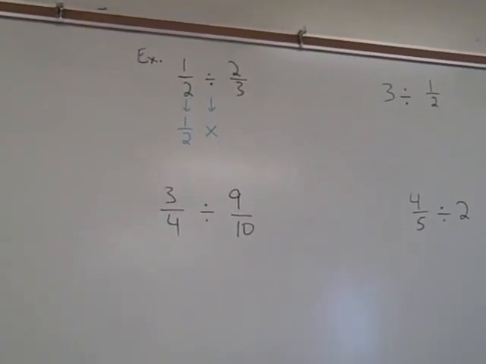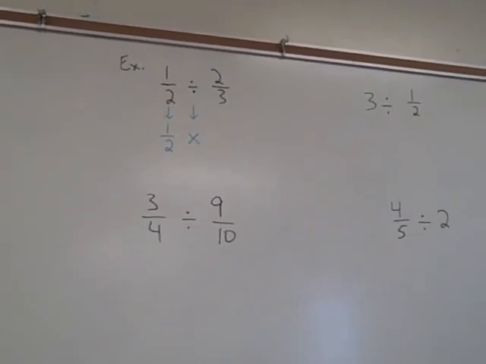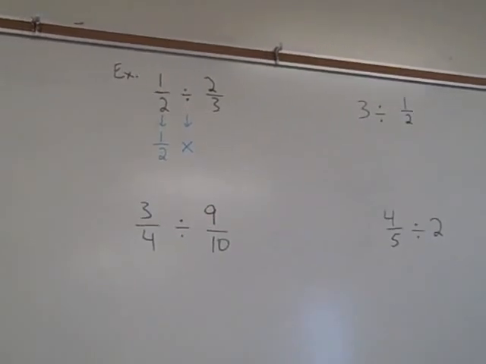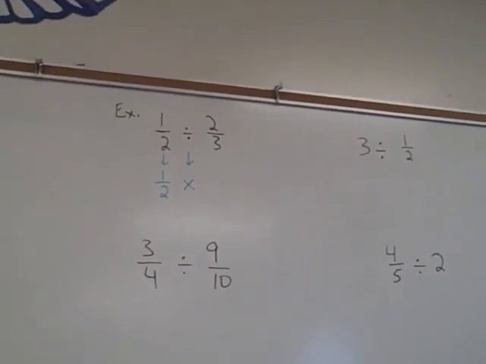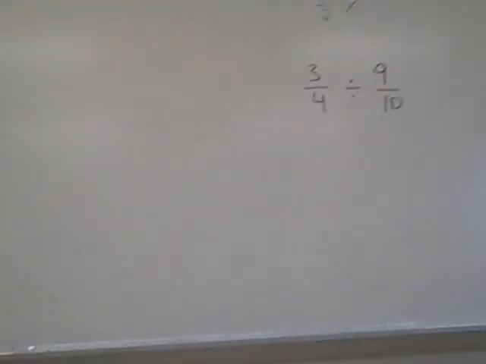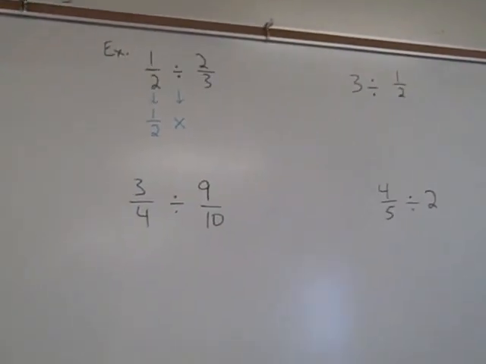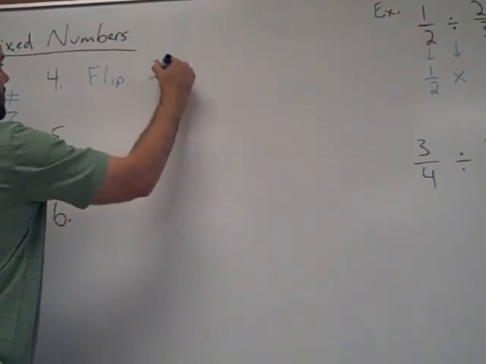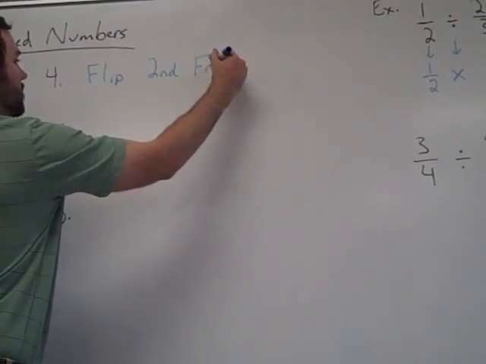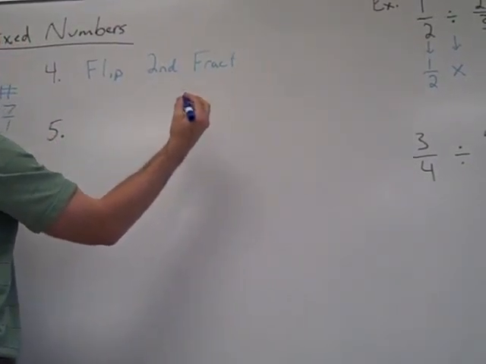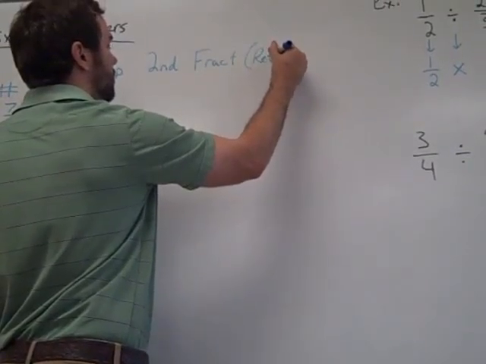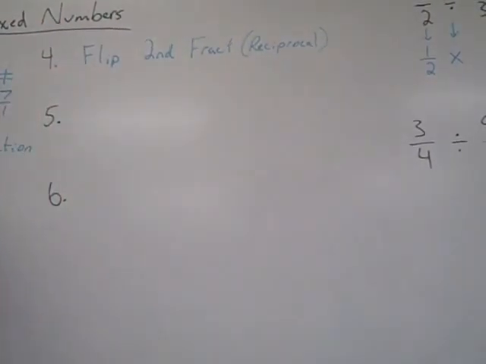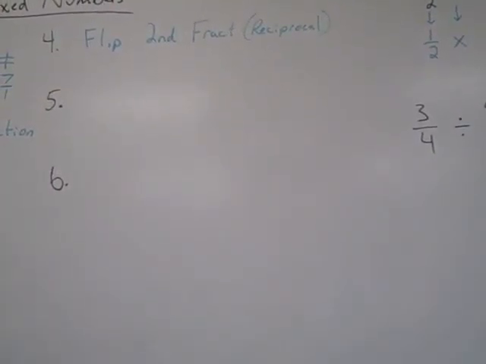So far, we put them in fraction form. We've written down the first one. We've changed the divide to multiply. Now here's where the reciprocal comes into play. You're now going to flip, or write down the reciprocal of, the second fraction. Okay, so that second fraction is 2/3.